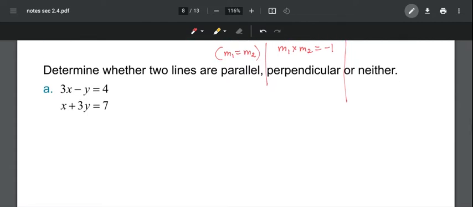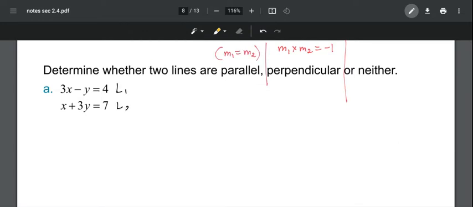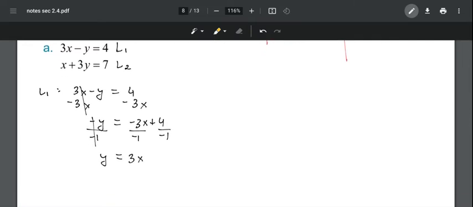Okay, so I will do exactly the same type of work like before. We have line 1 and this is line 2. So I'm going to rewrite the equation of line 1 in slope-intercept form to find the slope. So let's solve for y. We'll subtract 3x from both sides. We're getting negative y equal negative 3x plus 4, and divide each by negative 1. And we're getting that y is equal to 3x minus 4. So this is the equation of line 1, which means slope 1 is equal to 3.